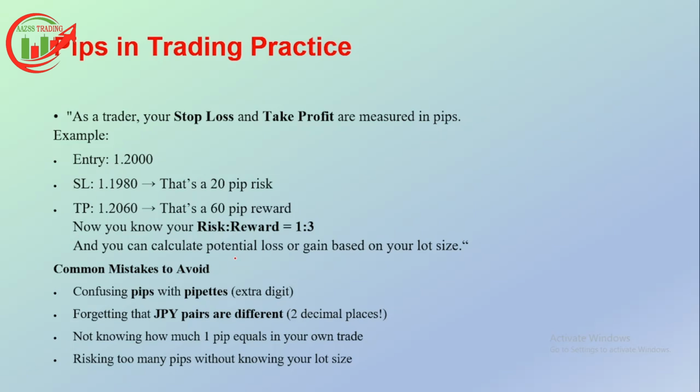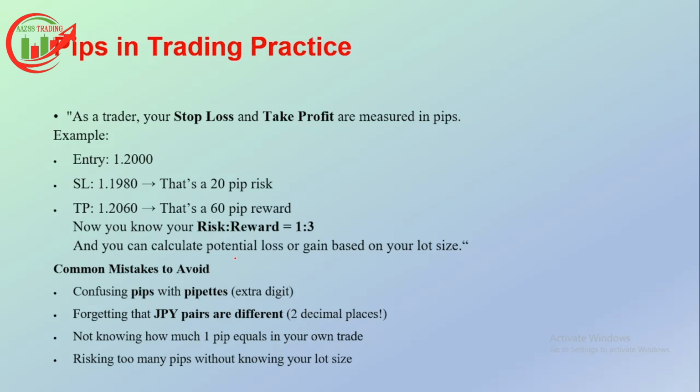Let's go on. The common mistakes to avoid now. You need to avoid the mistake of confusing pips with pipettes, right? The difference there is the extra digit. Another is forgetting that JPY pairs are different. JPY pairs, as in USD/JPY, EUR/JPY, GBP/JPY, AUD/JPY, NZD/JPY, like that, are very different from the USD pairs.